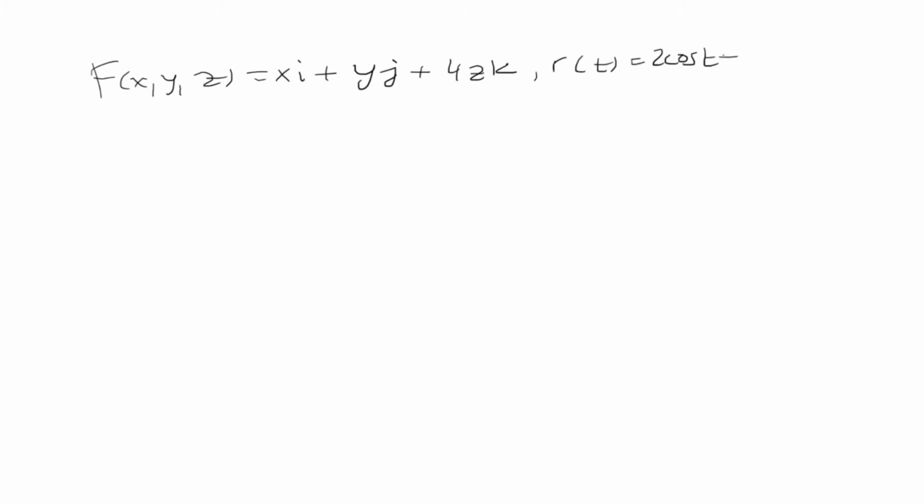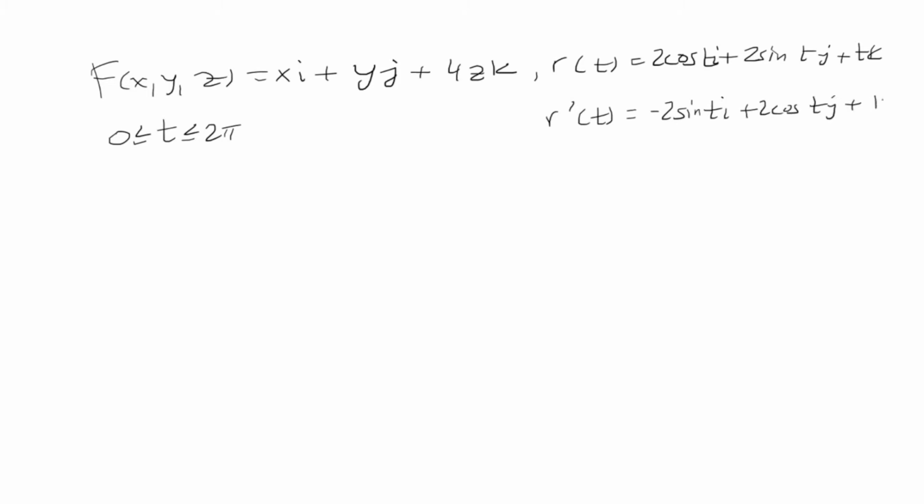Find the work done by the force field F of x, y, z equals x i plus y j plus 4z k on a particle as it moves along the path C. r of t is 2 cosine t i plus 2 sine t j plus t k, and here we're given that t is between 0 and 2 pi. So first let's find the derivative of r of t. So that's negative 2 sine t i plus 2 cosine t j plus 1 k.